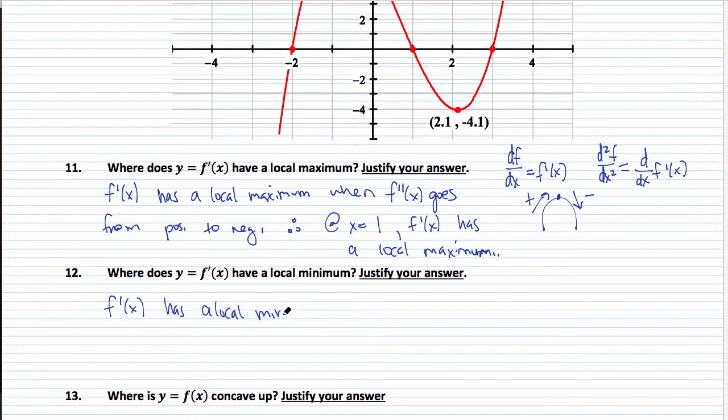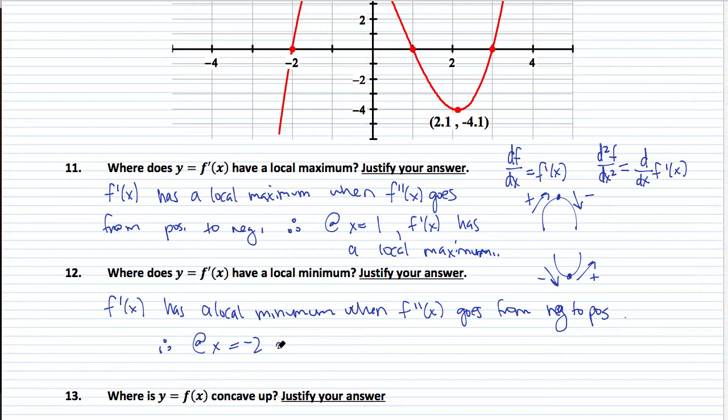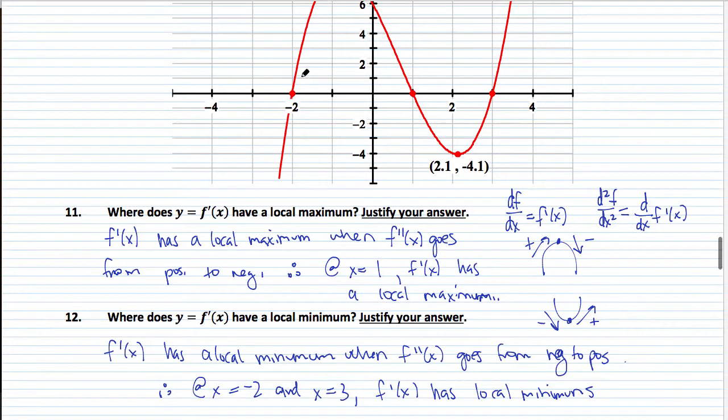Similarly, f prime of x has a local minimum when the opposite is true. So that's when f double prime of x goes from negative to positive. Right? So this would be the case when we have a valley. So we're decreasing and then we're increasing. So at x equals negative 2 and x equals 3, f prime of x must have a local minimum, because in my graph, that is when f double prime of x goes from a negative value to a positive value.